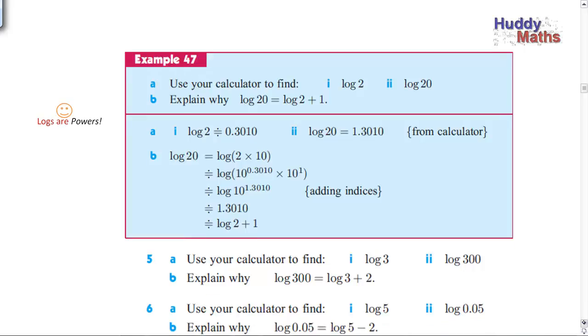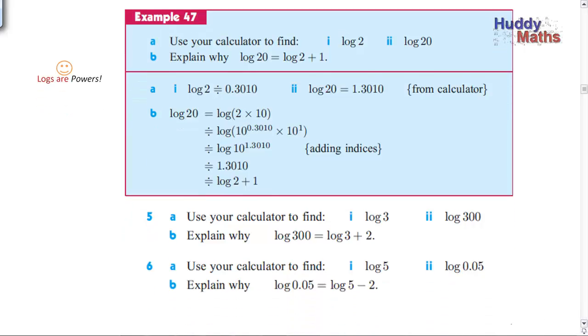I'll just bring up some little problems underneath. So screen clippings here from Hayes and Harris Publications. It'd be good to have that book there and have a look at it. Okay, just remembering, logs of powers. Use your calculator to find the log of 2 and the log of 20. Okay, so just enter it on the calculator, 0.3010, 1.3010.